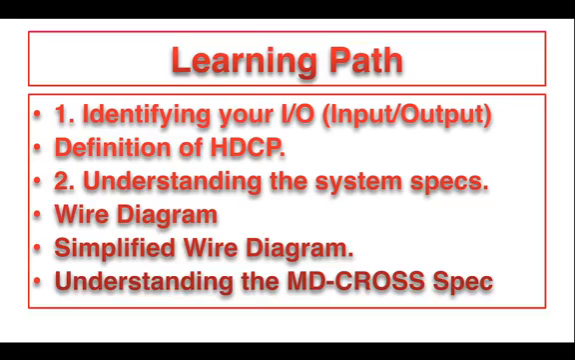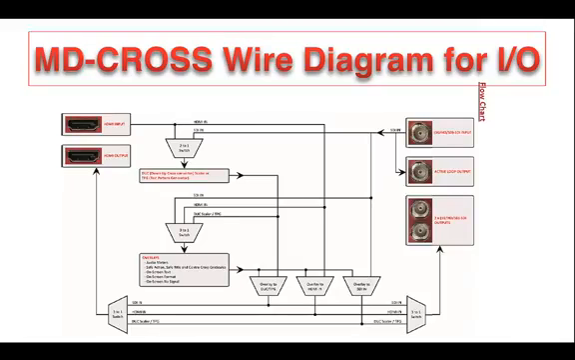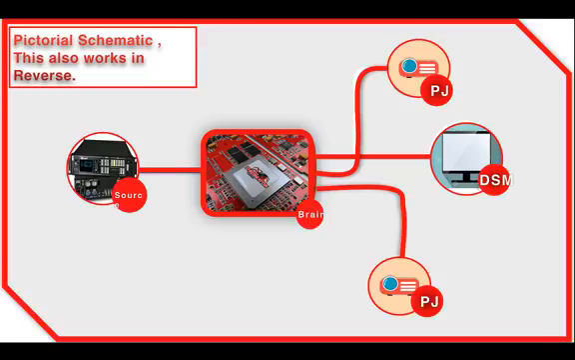So again, understanding the system specs and wire diagrams. We visually talked about that. So this is a wire diagram created by Decimator. This is straight out of their manual. It's a little bit blurry, but if you go to the manual, which is also in the events tab, those files are there. This is a pictorial schematic that I created for my guys.